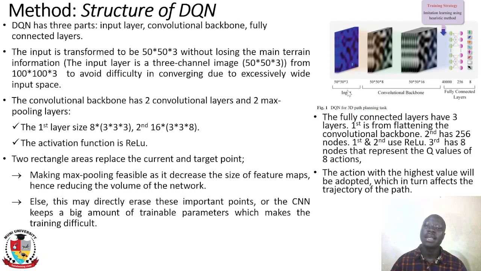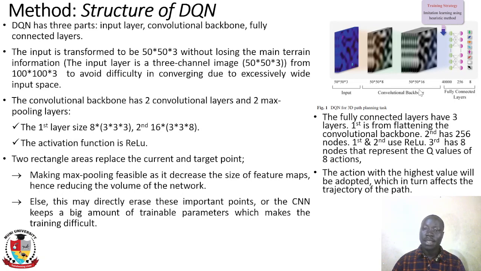Now, when we look at the input layer, we have transformed the input from 100 by 100 by 3 into 50 by 50 by 3 to solve the difficulty in conversion of a DQN model. And the convolutional backbone, which is the middle one, has two layers plus two max pooling layers. The first layer has 8 filters of 3 by 3 by 3, and the second layer has 16 filters of 3 by 3 by 8.